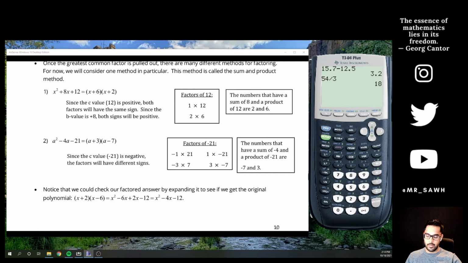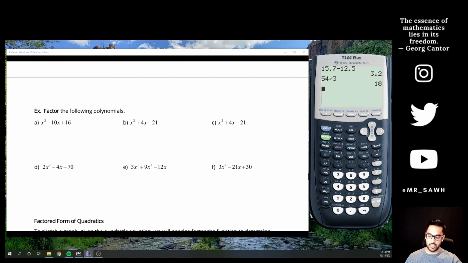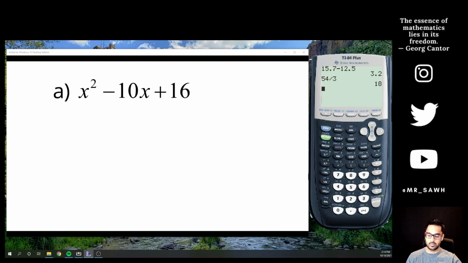But then there's a method we could use to factor it called the sum and product method. And what it asks us to do is find two numbers that multiply to the constant, but those same two numbers have to add up to the coefficient of my x term. And there's a couple examples that are worked out for you here, but we'll do some together so we can really see this in action. So I've got a polynomial here, x squared minus 10x plus 16.